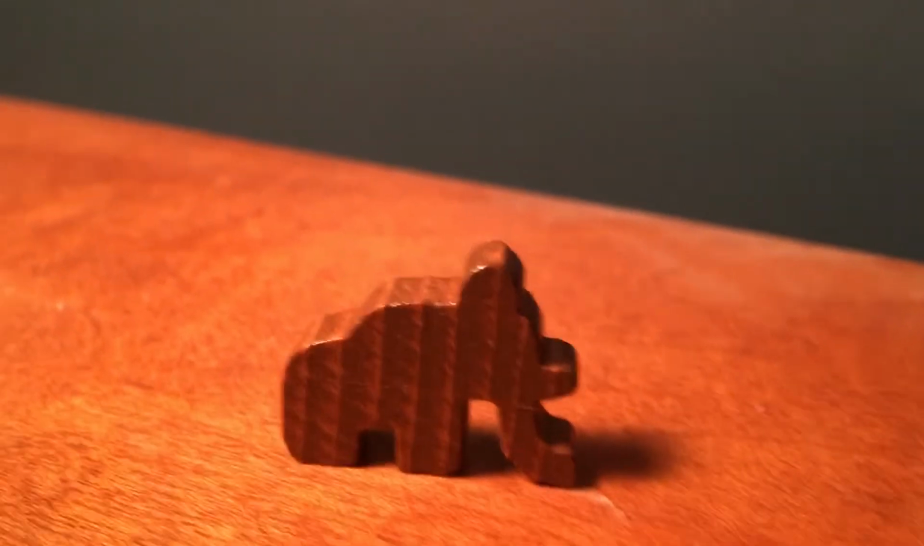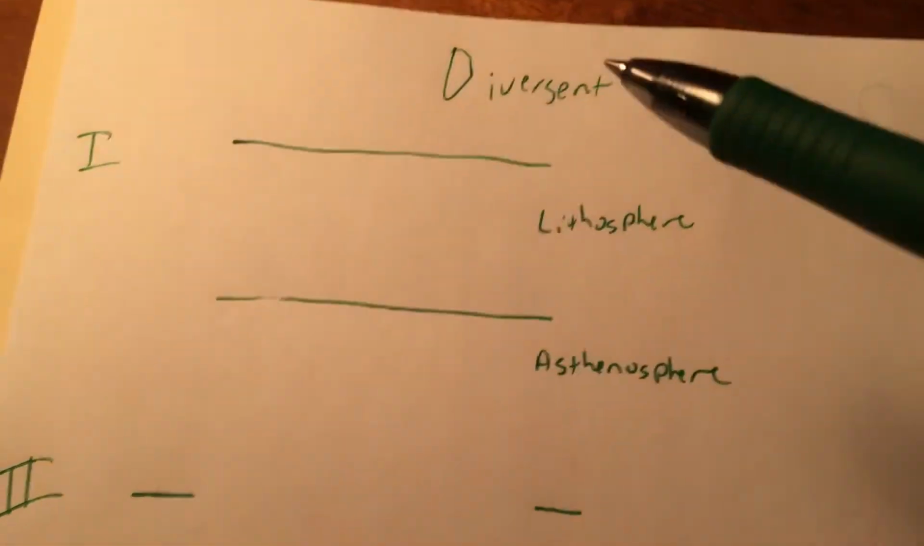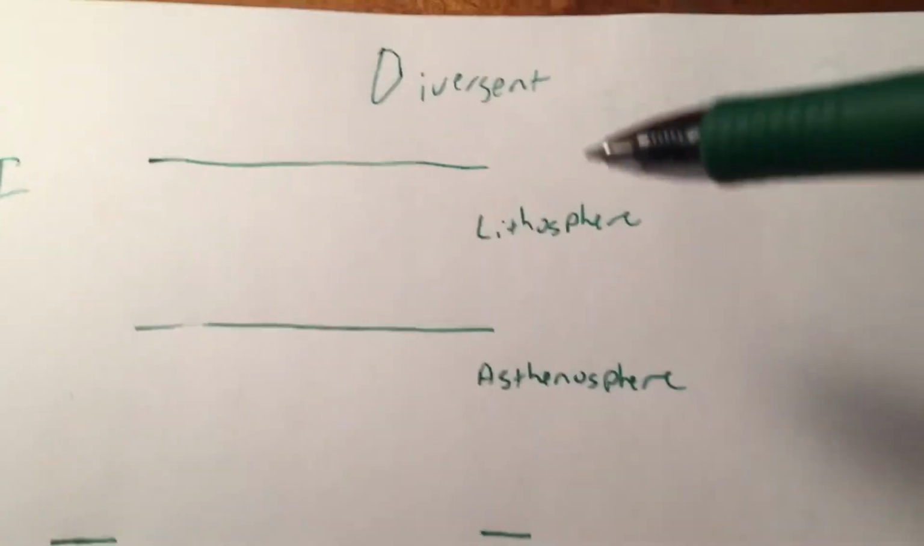All right, welcome to Earth Science. We're going to start with divergent boundaries. What I'm going to do here, I'll do the note sheets as per usual. I've got multiple steps here: 1, 2, 3, 4. You'll see them.